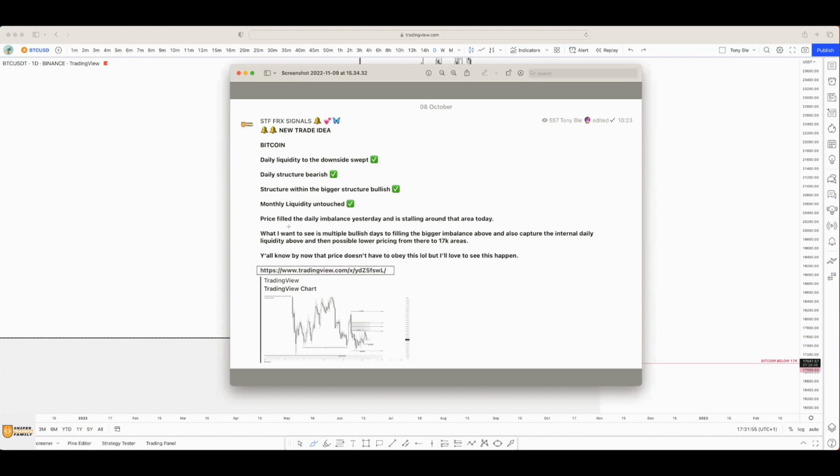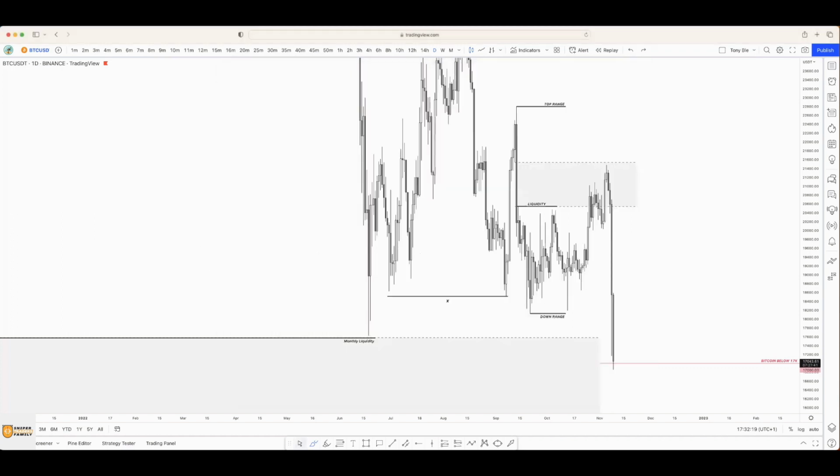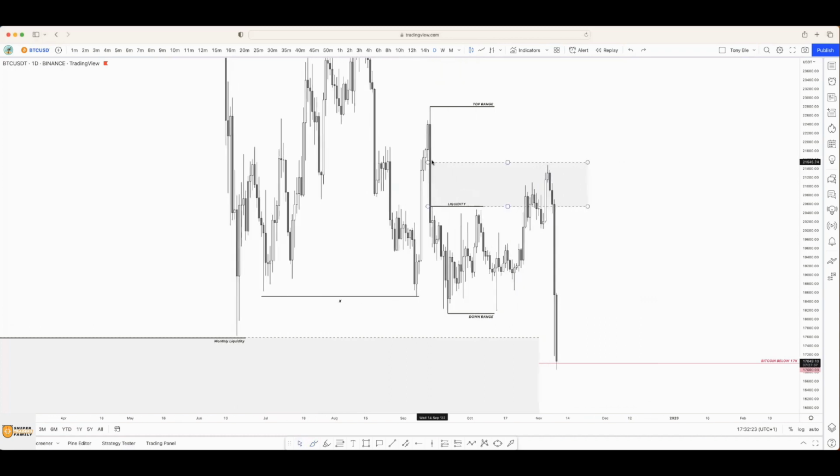Okay. Then I also said price filled the daily imbalance yesterday and is still stalling around that area today. What I want to see now, this is where we get into what I want to discuss today. Now, what I want to see is multiple bullish days to fill in the bigger imbalance above. Now, let's take it one after the other. First, multiple bullish days to fill in the imbalance above.